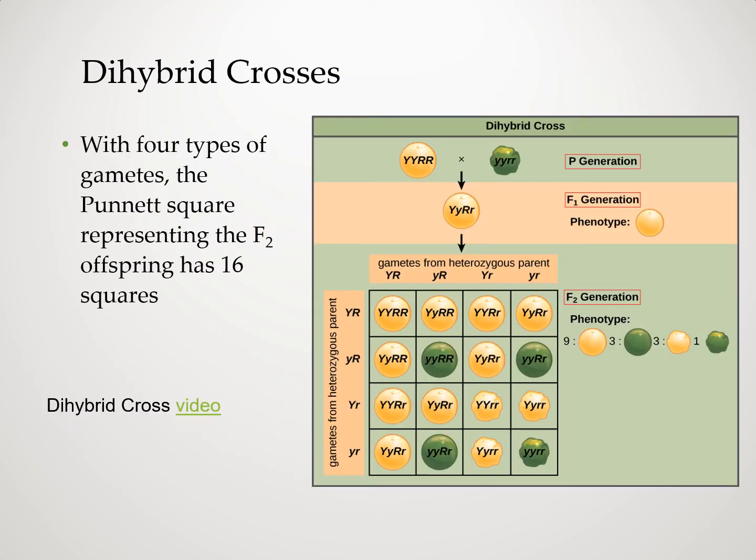For example, when 2 true breeding parents for 2 traits are crossbred, they produce 100% heterozygous offspring for both traits. When the F1 generation self-pollinates, there are 4 combinations of alleles per parental gamete, and the resulting Punnett square of these crosses would have 16 boxes instead of 4, as with the monohybrid crosses. Watch the linked video for more on dihybrid crosses.